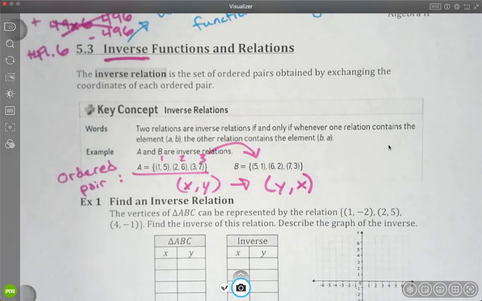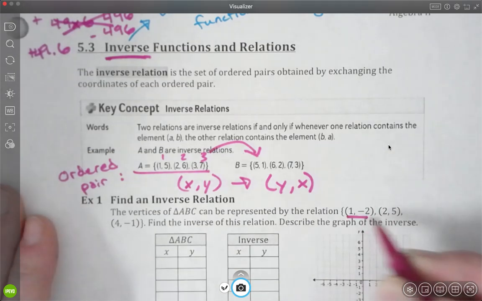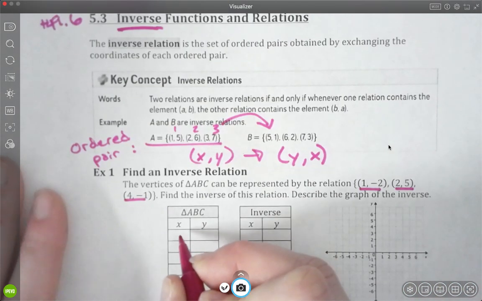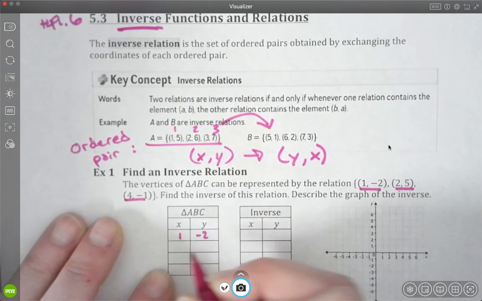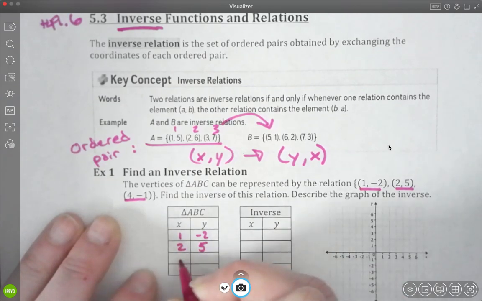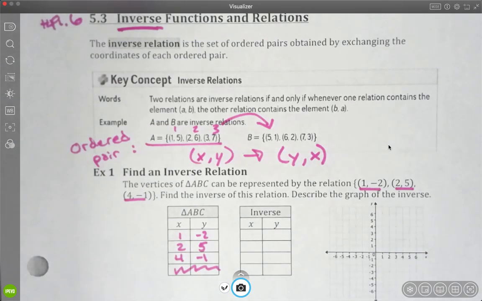So, here you go. Here are my points: (1, -2), (2, 5), (4, -1). I'm going to put them in this table right here. I don't know why I gave you 4 slots instead of 3, but you'll have 1 slot that you don't use. So there are my points.